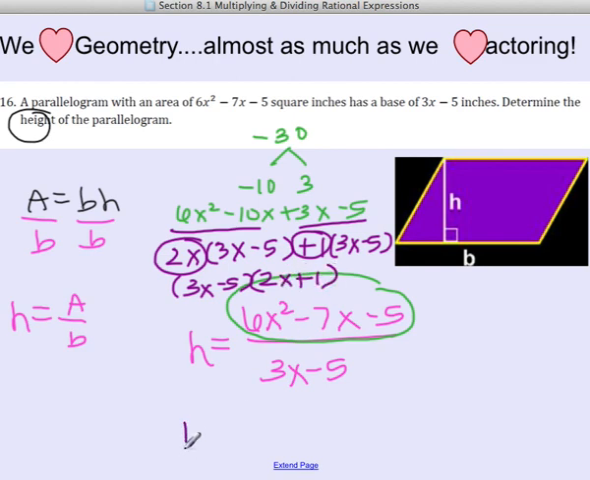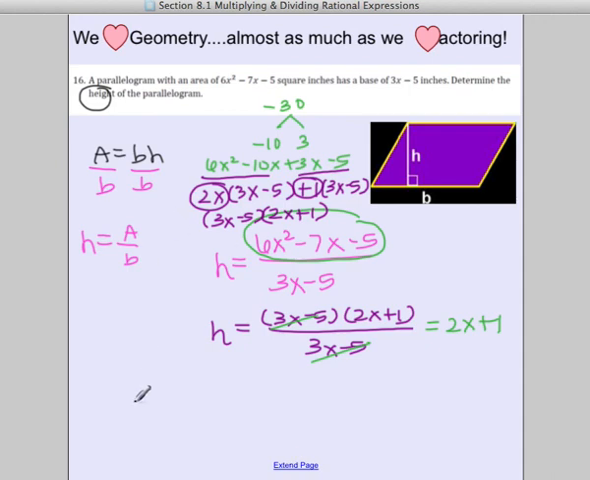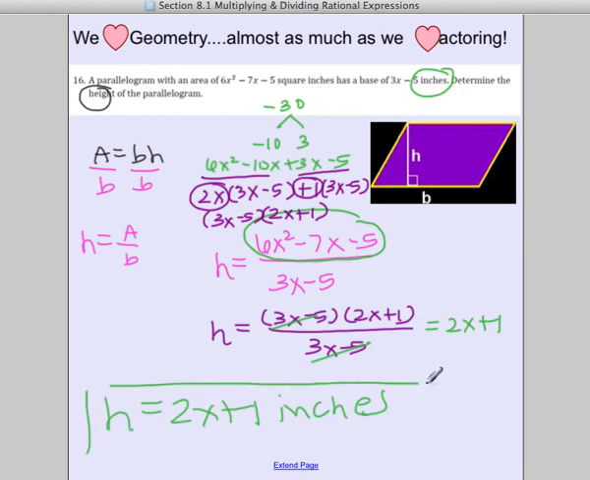So I'm going to substitute that in to my numerator. So it's going to be 3x minus 5 times 2x plus 1 all over 3x minus 5. I will notice the 3x minus 5s will cancel, and so I'm left with 2x plus 1. So what this tells me is that the height is 2x plus 1, and I would label it inches. So my height is 2x plus 1 inches.